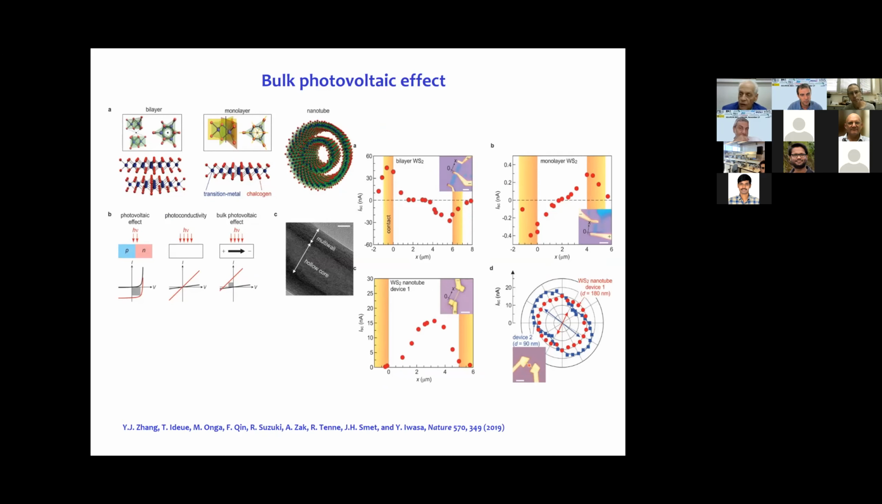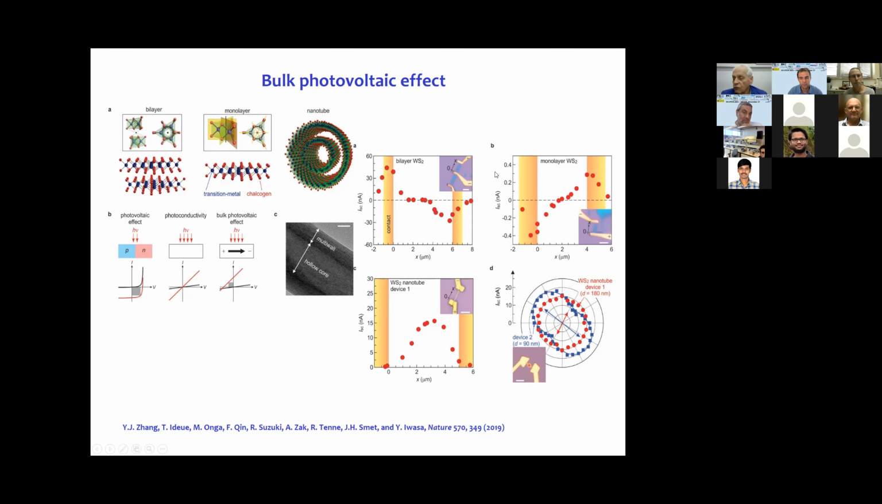This is our recent work. This is a recent work with Iwasa's group in Japan, where they showed that these nanotubes exhibit bulk photovoltaic effect. What is bulk photovoltaic effect?